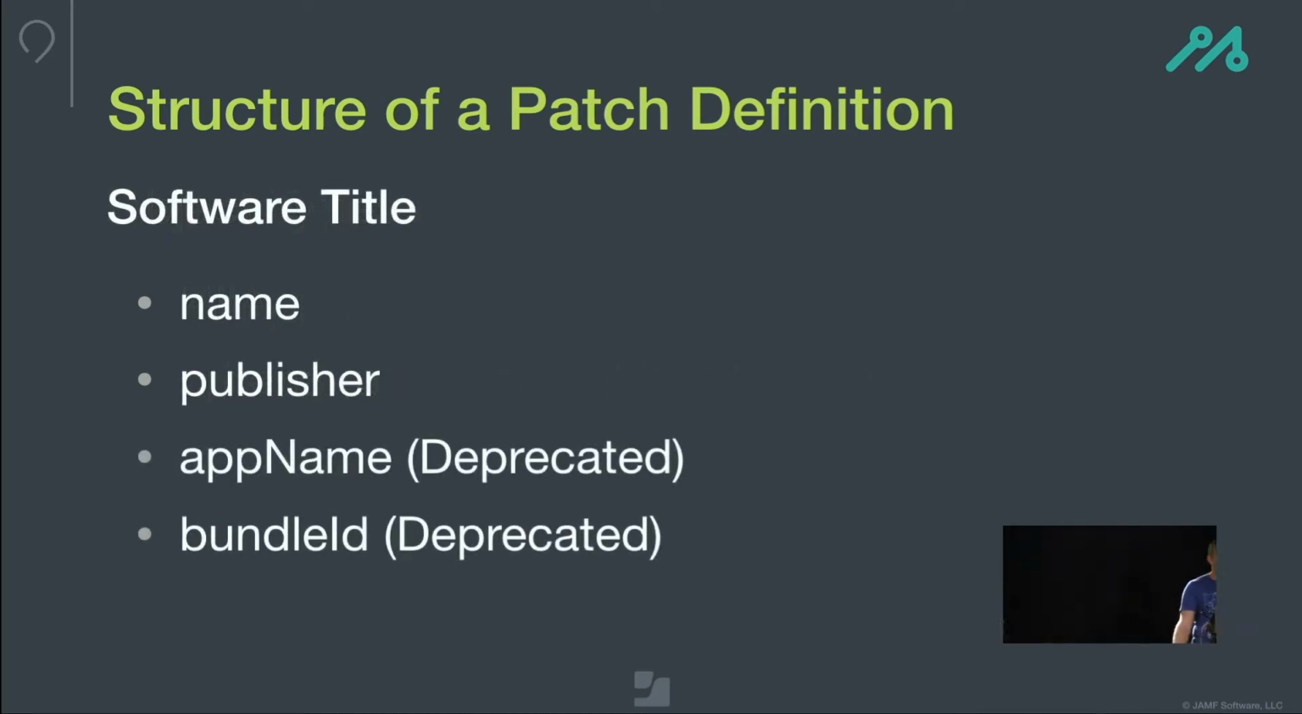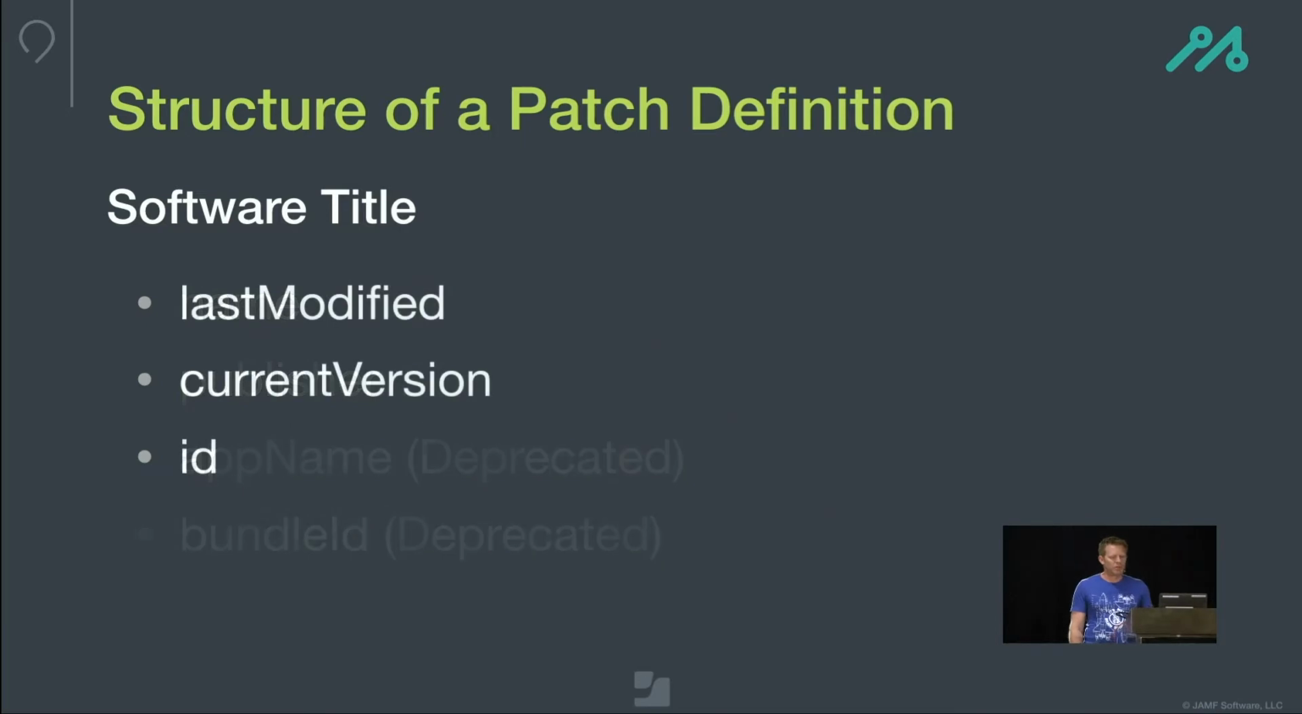Let's break down the software title object. Initially, there are a batch of strings. Name is the name of the software title we're looking for. Then the publisher, the vendor that releases the software. These are mostly sorting and human readable factors. There are a couple of keys in here that are now deprecated: the app name and the bundle ID. As I mentioned, there's a lot of duplication of information, and sometimes this information changes through versions of the product, so storing it at the top level of the patch was not actually usable. These things are no longer referenced.